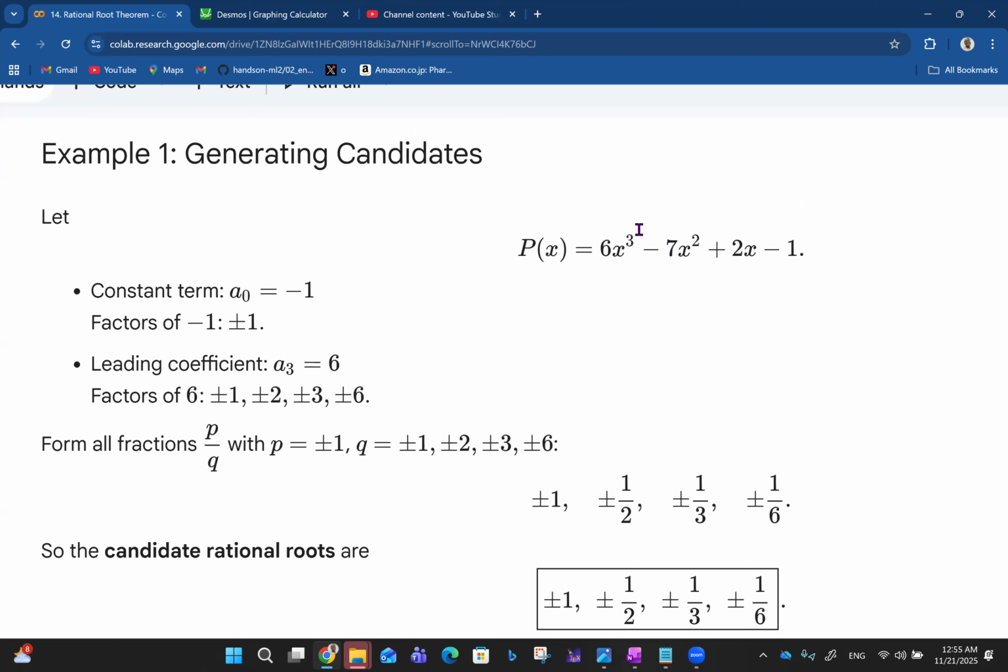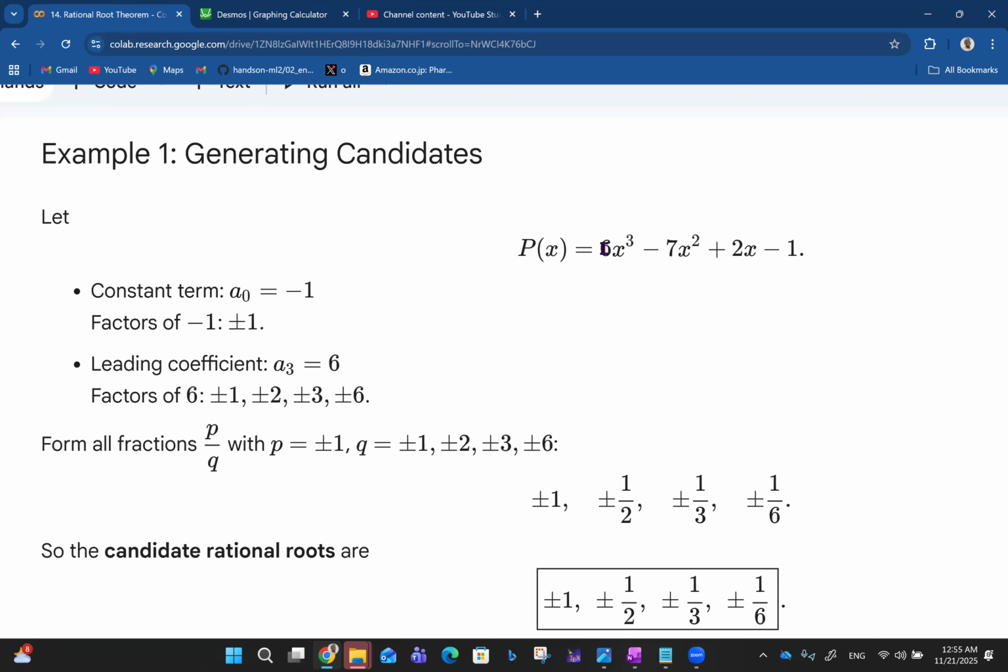What are the possible rational roots for this cubic expression, 6x cubed minus 7x squared plus 2x minus 1? So the first thing, the constant term is minus 1. What are the factors of minus 1? Plus or minus 1 are the factors. So plus 1, minus 1.